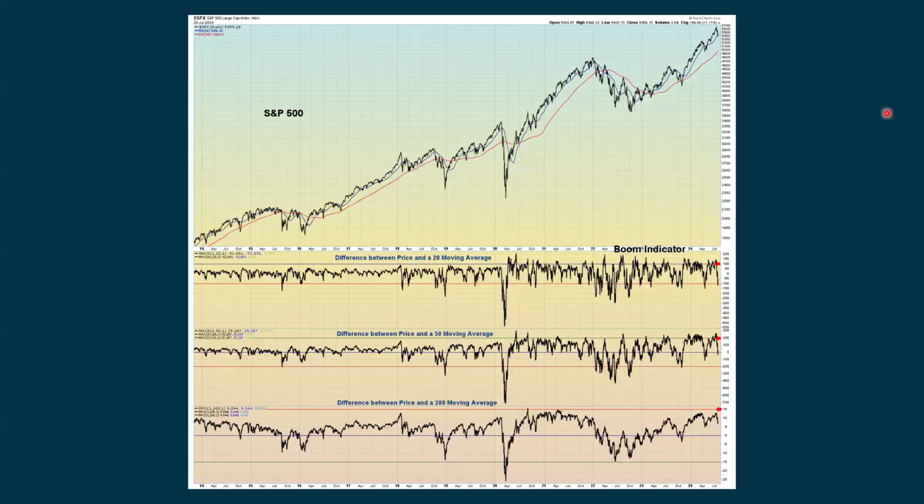Then we also have a thing called the boom indicator. This measures how far price is above or below a moving average. And I have a 20-period moving average, 50-period moving average, and a 200-period moving average. And when the price gets way above or way below the moving average, it has a tendency to snap back like a rubber band, or the moving average acts like a magnet to bring it back closer.